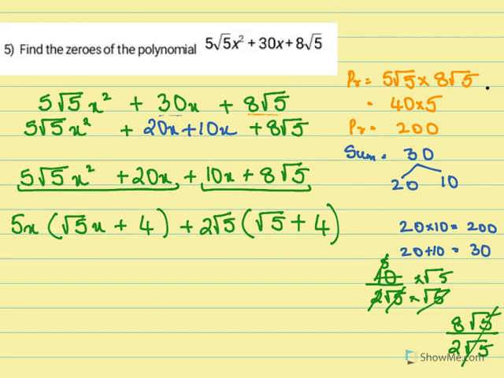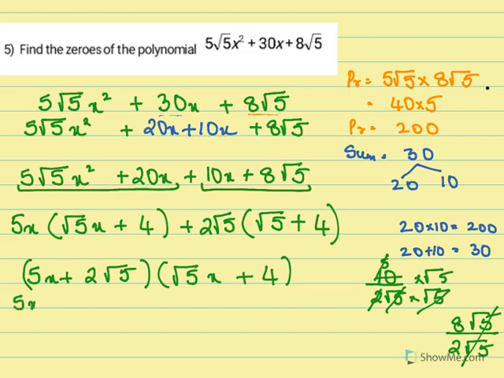If you're doubtful, multiply this again, and you should get back this 10x and 8 under root 5 if you multiply them: 2 under root 5 into 5, 2 under root 5 into 4. So now we have 5x plus 2 under root 5, and on this side under root 5x plus 4.